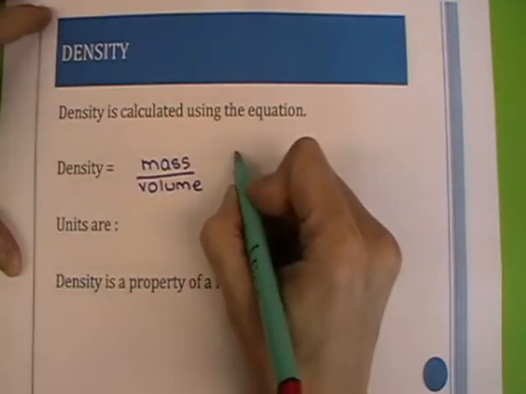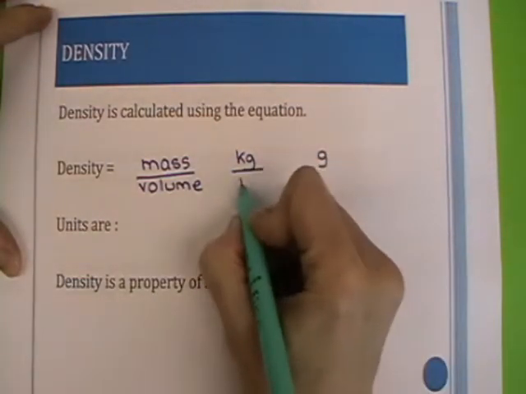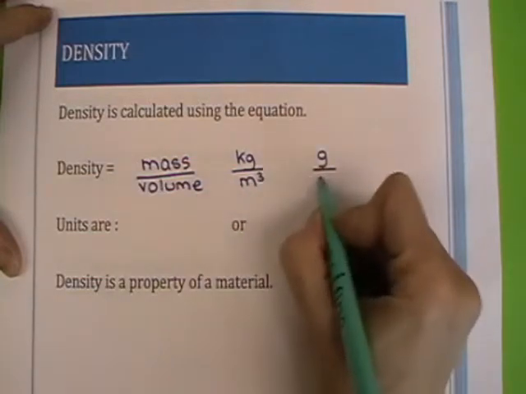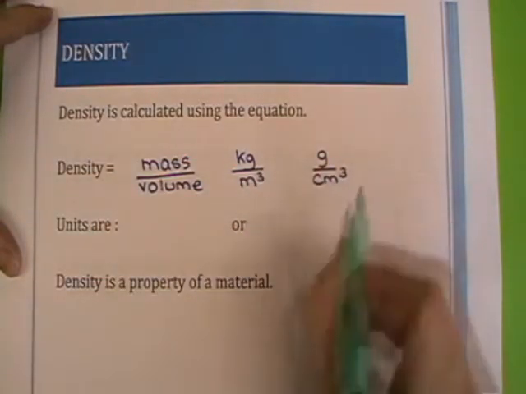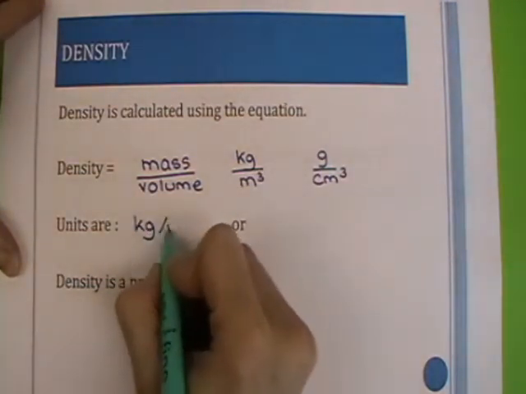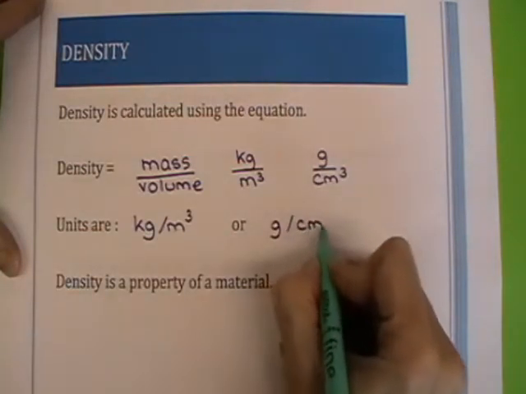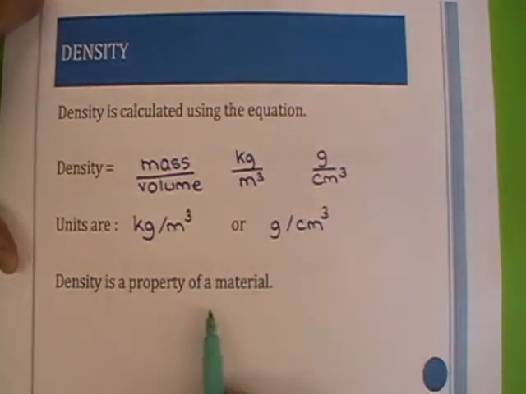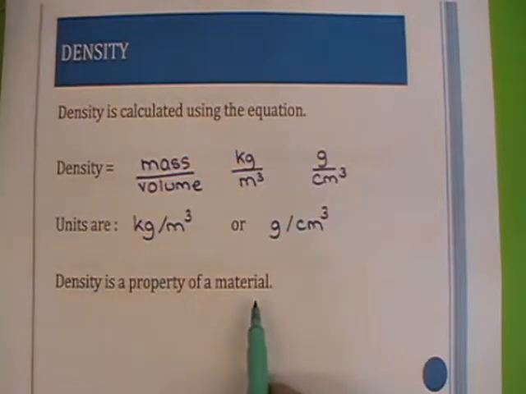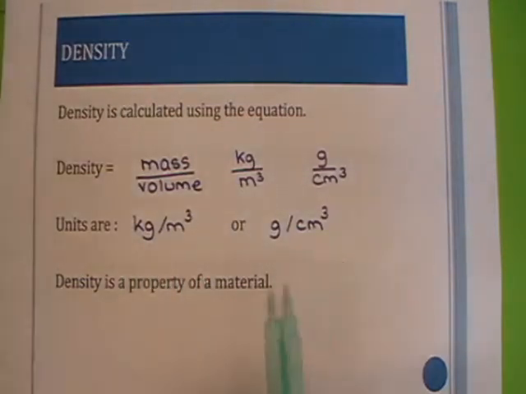So mass can be measured in kilograms or grams, and volume can be measured in meters cubed or centimeters cubed. And those are the normal units that we use: kilograms per meters cubed or grams per centimeters cubed. Now, density is a property that doesn't change. So it doesn't matter how much of the material you have, the density is always the mass of it divided by the volume.